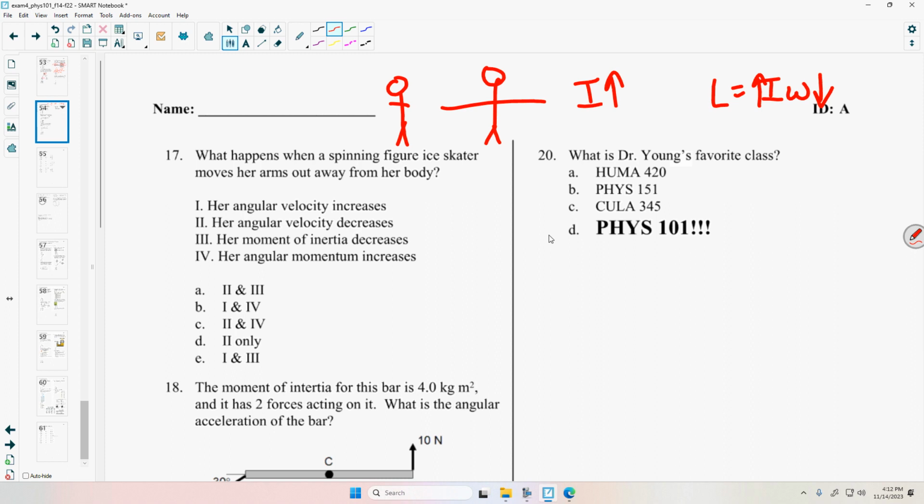So if she moves her arms out away from her body, it's not 1, it is 2. Her moment of inertia doesn't decrease, her moment of inertia actually increases, so it's not that one. And look, it's not this either. Her angular momentum will always be constant. So in this case, it's 2 only. I have variations of that problem. I could word it in different ways, so look for those different variations.